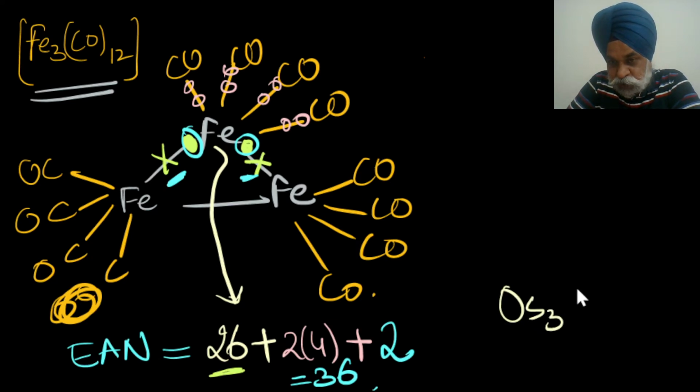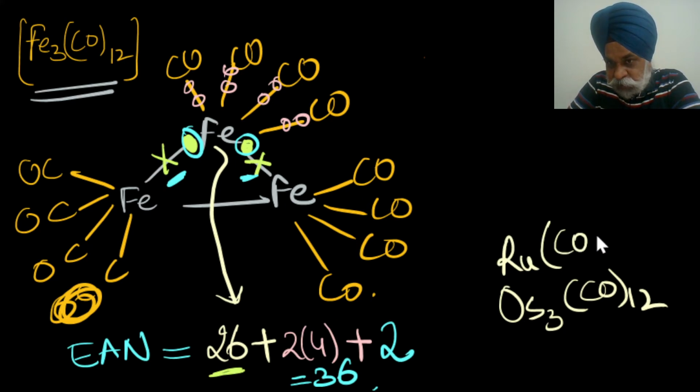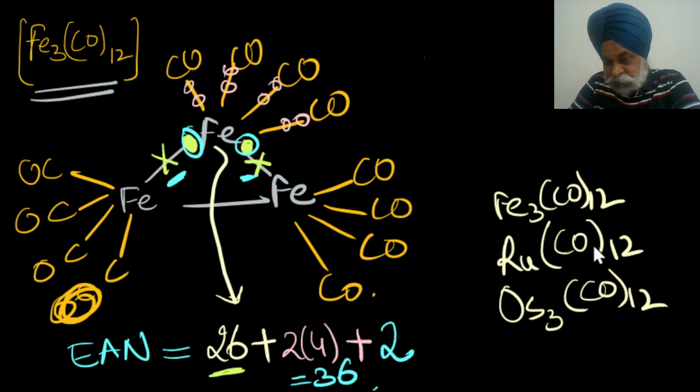And for this again, if it is osmium, cobalt 12, this would have the same one. Same is with the ruthenium, cobalt 12, because they are from the same group, Fe3CO12. So these would have the same structures. So this you always have to remember.